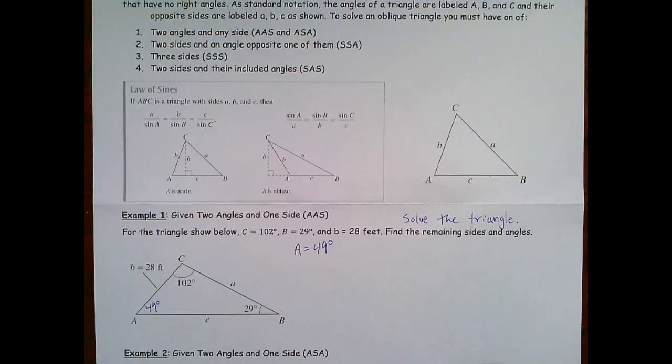So to finish solving the triangle, I just have to find the missing sides. And here's where the law of sines comes in handy. One thing I do know in terms of sides is that side B, across from angle B, is 28 feet. I don't know side A, which is across from angle A. I don't know side C, which is across from angle C. So the first thing I should exploit is the fact that I know side B and I know angle B.